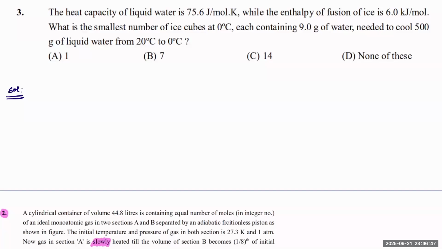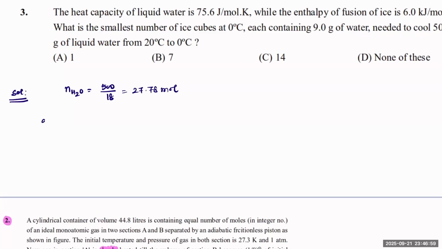We can figure out easily that the number of moles of water is 500 by 18, which makes it 27.78 moles. Thereafter Q is equal to nC delta T, so 27.78 into 75.6 into 20 minus 0. This much heat is being supplied. This value comes to 4964.48, or simply 41.96 kilojoules.